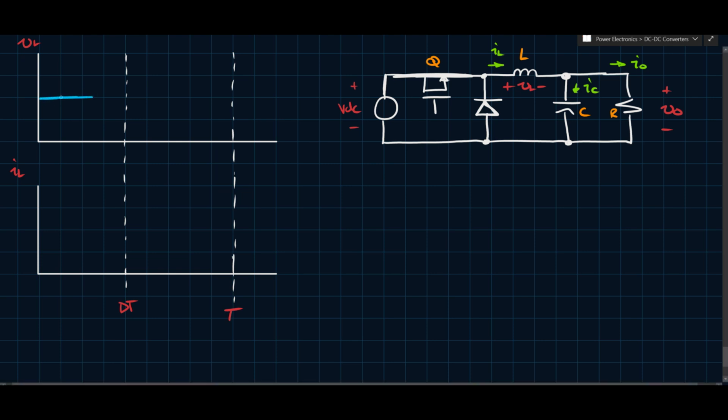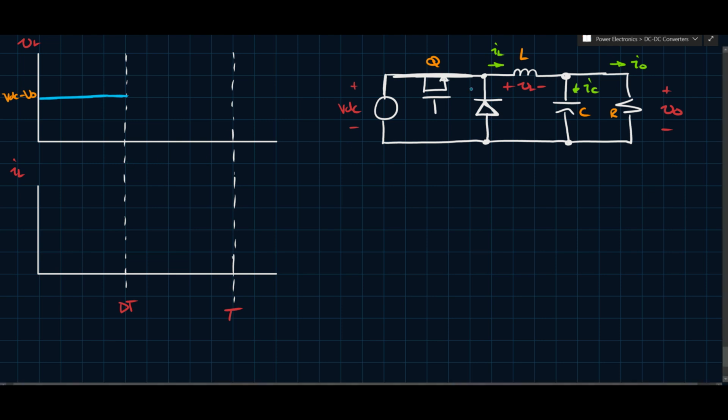So let's say VDC minus VO is something like this. Because VDC is greater than 0, VO is greater than 0, and VDC is greater than VO, we expect this to be positive. So this is going to be VDC minus VO.